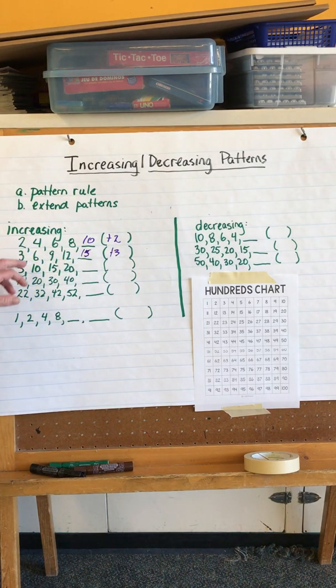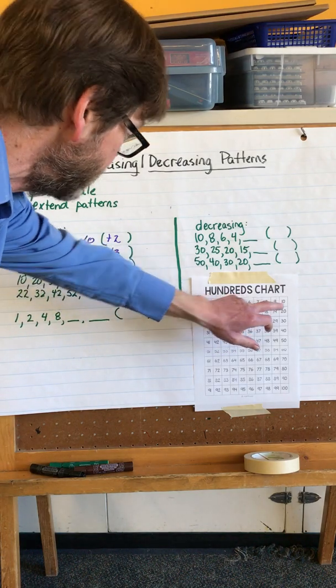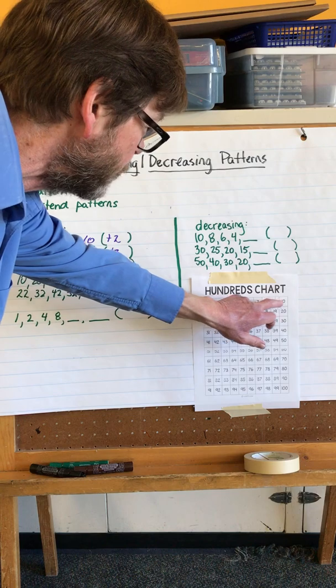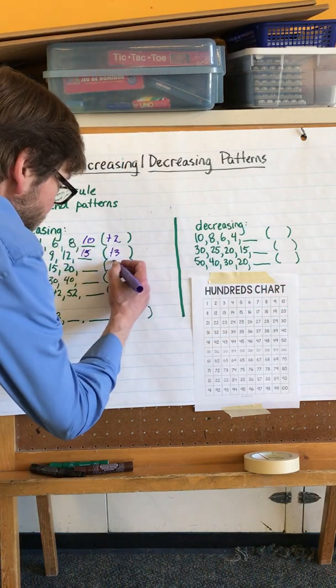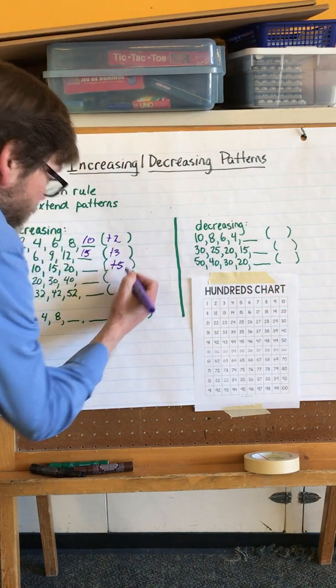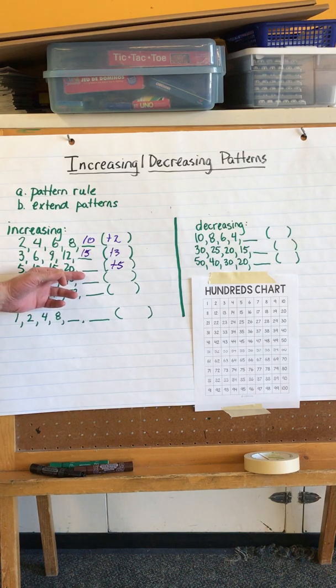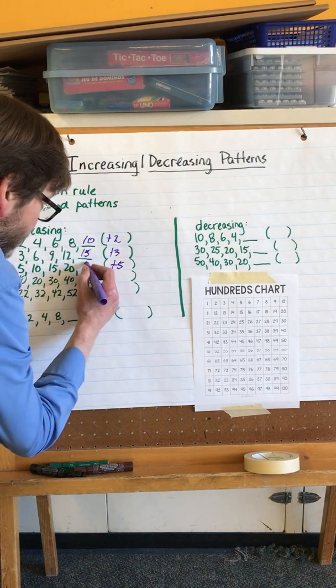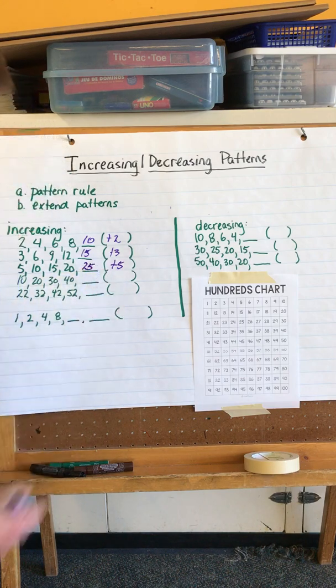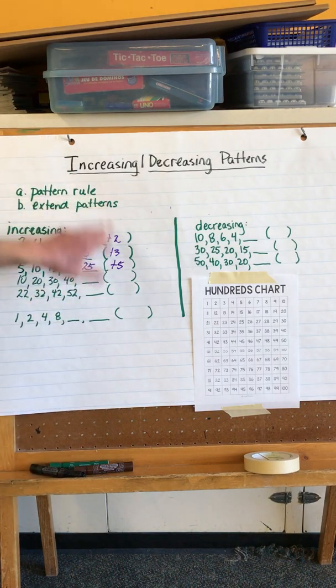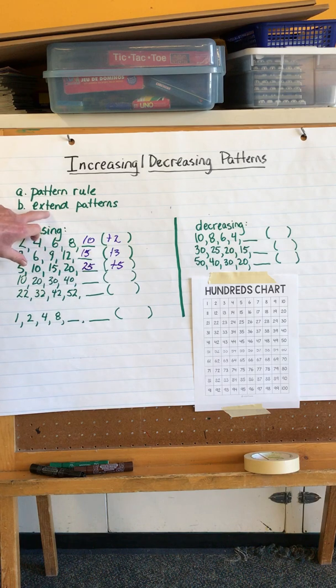Here I have a pattern that goes 5, 10, 15, 20. I'm going to count between the numbers. 5 to 10 is 5: 1, 2, 3, 4, 5. Yep, I know I have a plus 5 pattern. Then for my next number, I'm going to count up 5 from 20. I get 25. So I've identified the pattern rule as plus 5, and I've done my extension of the pattern from 20 to 25.